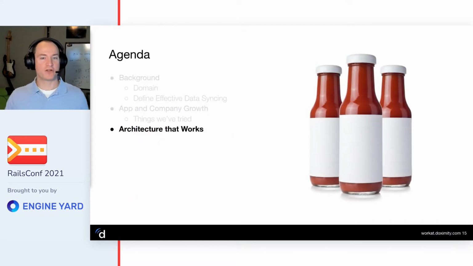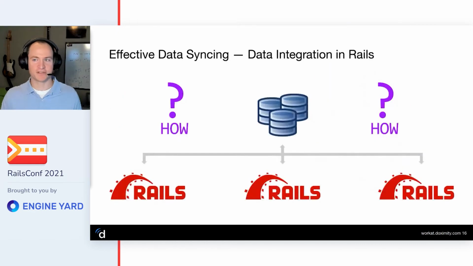Cool. So now we're going to move on to the architecture that works, our secret sauce here. Just to tie this back again to our definition, effective data seeking: how do we move around data to and from the different sources while respecting the application business logic and not breaking things? Now let's talk about how we do this.